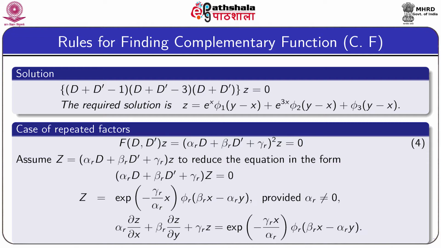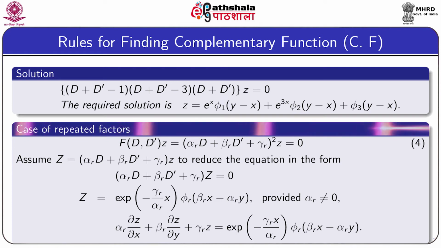So, using the first theorem, one solution is e to the power x into phi 1 of (y minus x), and e to the power 3x into phi 2 of (y minus x), and the third solution is phi 3 of (y minus x). Now, the linear combination of these three solutions will give the general solution of the given equation, which is written here: z equals the sum of these three functions.